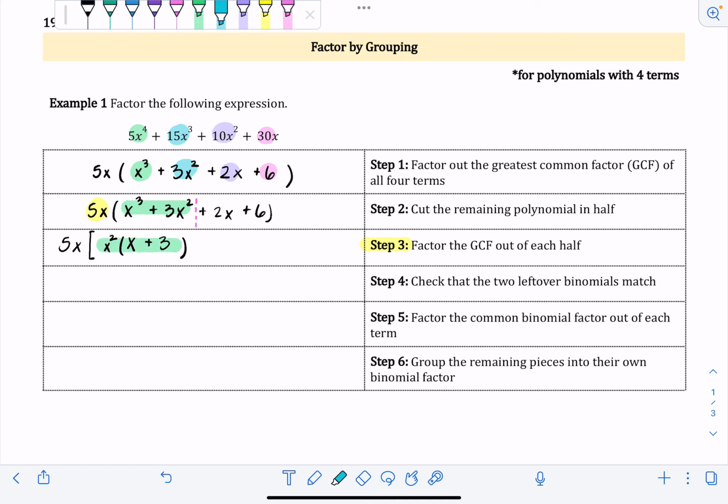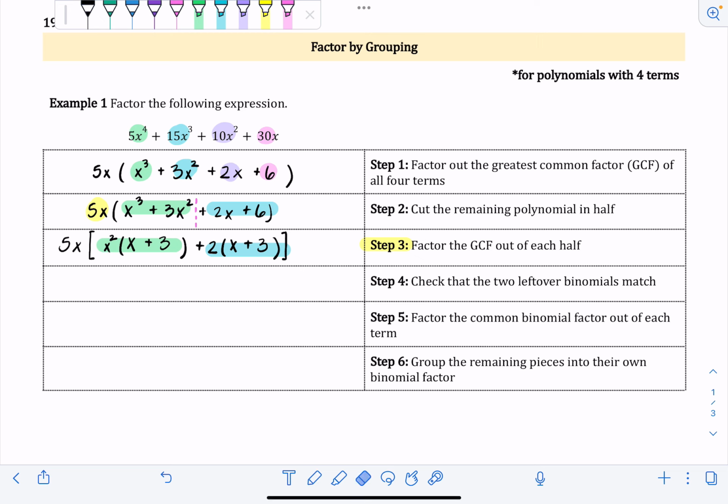And then we repeat that process with the second half, 2x plus 6. Between 2 and 6, they're both divisible by 2, so I factor out a 2. The 6 does not have an x, so I can't factor out an x. Next, to get what I have left over inside the parentheses, I will do 2x divided by 2. 2 divided by 2 is 1, but I have the x left over. And then 6 divided by 2 is a positive 3. Now I've factored the GCF out of the second half. That's what happened here.